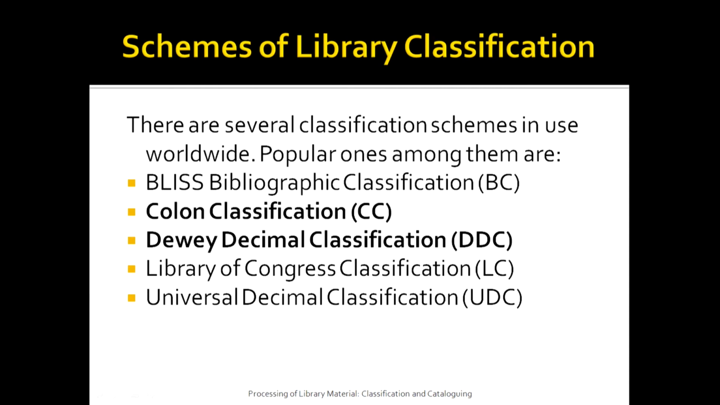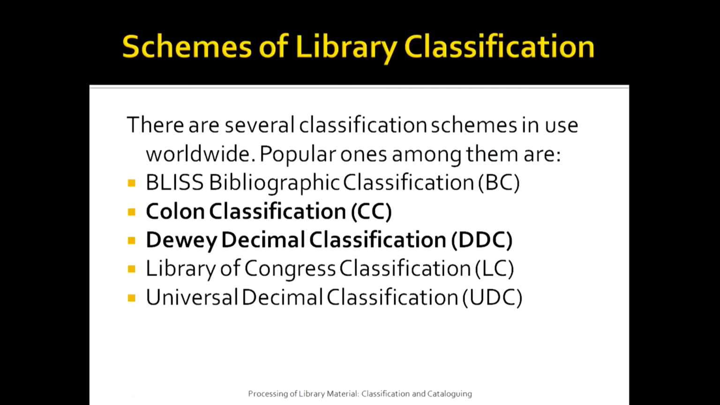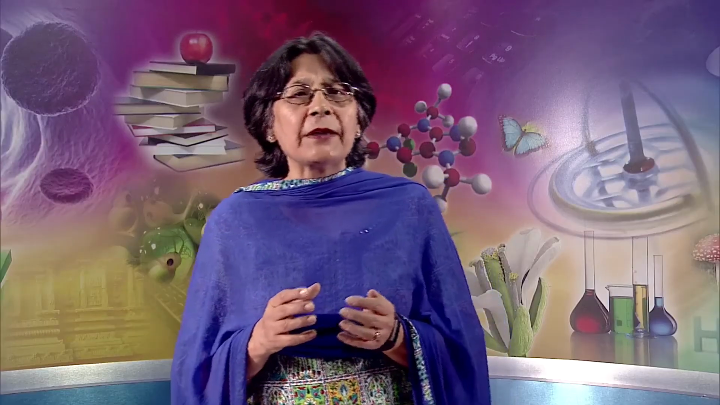Then there is the colon classification. This is given by Dr. S.R. Ranganathan. This is the most popular scheme in India. And then Dewey Decimal Classification. Originator for this was Melville Dewey. In fact, this was the first popular classification scheme that came into being in libraries. Then there is the Library of Congress classification, and based on the Dewey Decimal Classification, there is the Universal Decimal Classification. So, although there are many more classification schemes, we are only talking about a few of them.